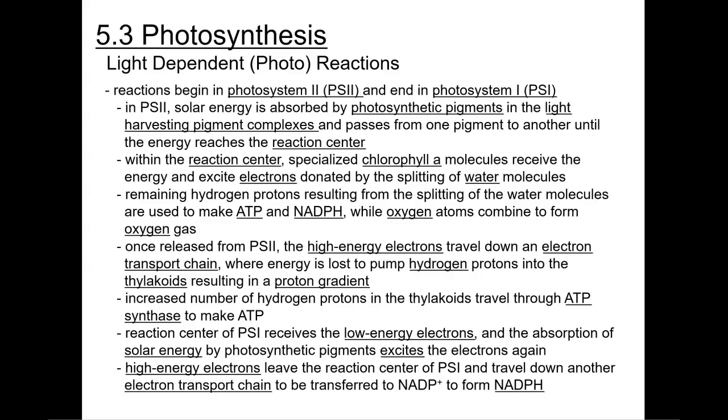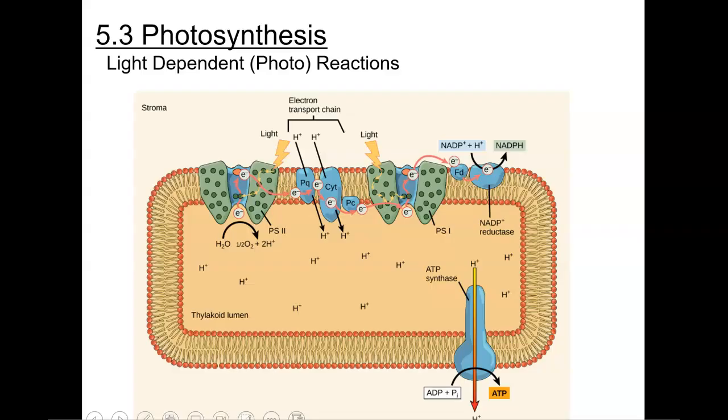So now the reaction center of PS1, which is your second step, is going to receive those low energy electrons, and the absorption of the solar energy by photosynthetic pigments excites the electrons again. From there, you have high energy electrons that are going to leave the reaction center in PS1 and travel down another electron transport chain to be transferred onto the NADP plus to form NADPH. So that's the carrier particle that's going to take it. So this is basically what you're seeing going on there.